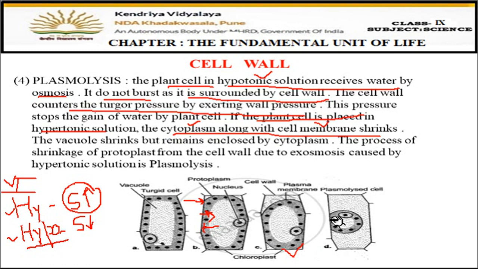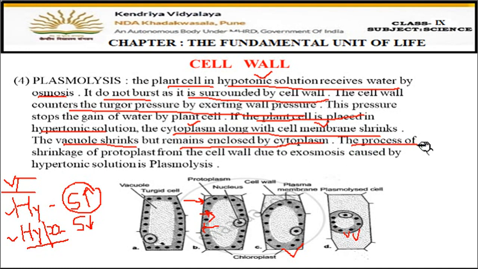They start coming to the center, and the cell wall keeps its place because it is rigid, but the cell membrane and nucleus all shrink at one place in the center like this. The vacuoles also shrink, but they remain enclosed in the cytoplasm. Vacuoles will shrink, whatever cell organelles are present, they all will shrink and come to the center.